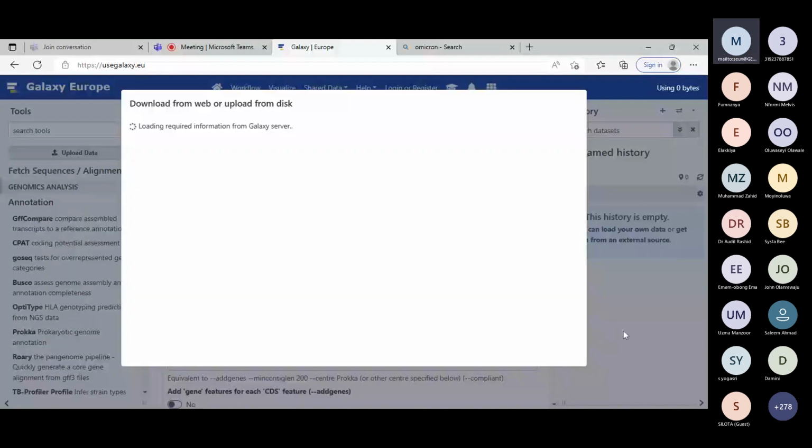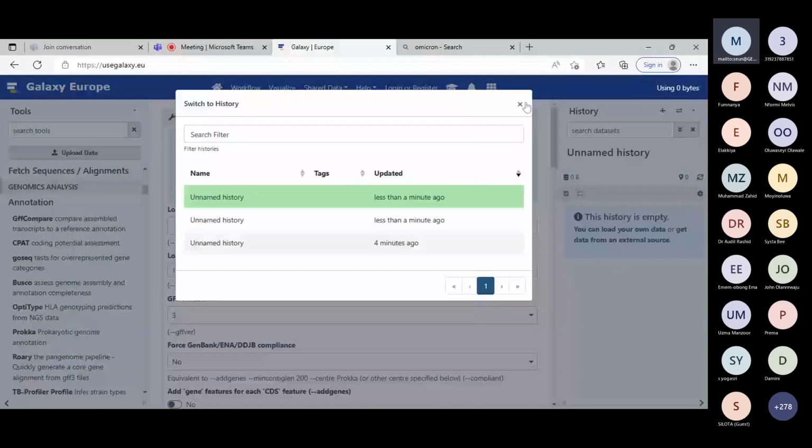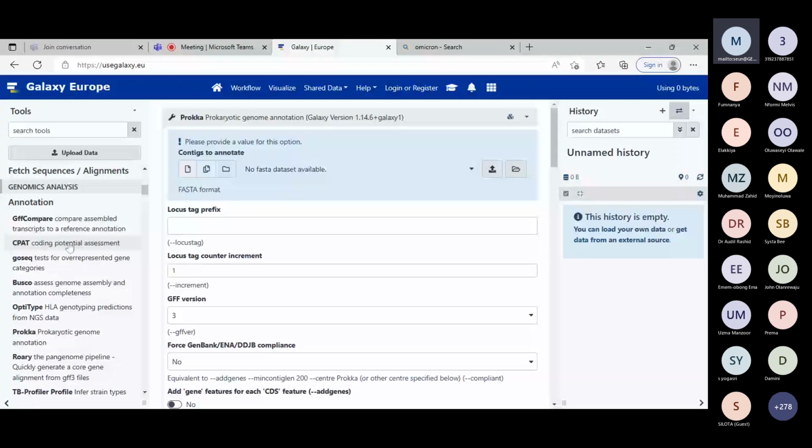But probably before you go there to upload data, you can create a history. You can create a history here. Just click the plus sign, and a history will be created. You can switch to a history as well, some of the histories we created, and you can rename this history as well. But let's go to what I'm about to show you.